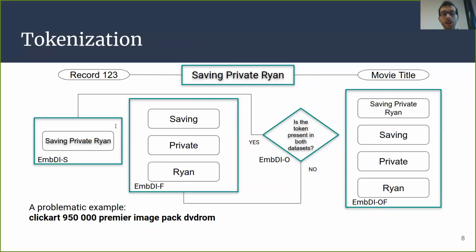To handle those cases, we tested three strategies. The first is MDS, which assigns a single node to each unique cell value. So saving private trial will be assigned a single node, regardless of how many words it may contain. So even ClickArt 950,000, etc. you see at the bottom will all be assigned a single node. MDF instead will create a node for each word in a token. And MDO is an optimization made specifically for data integration, and it works by applying MDS if the token is present in both datasets to integrate, and MDF otherwise.